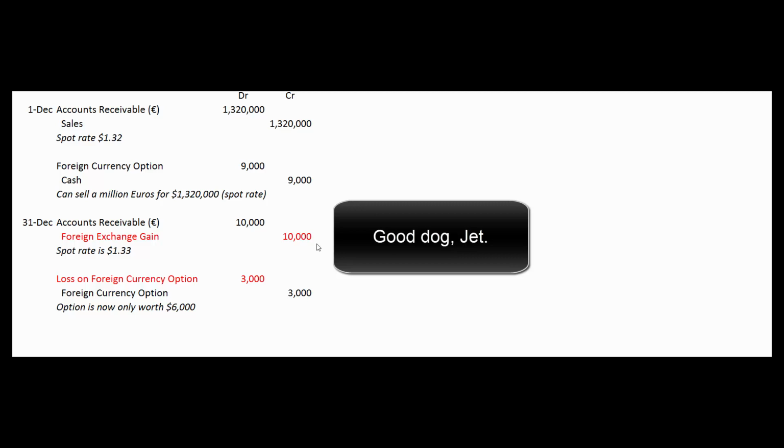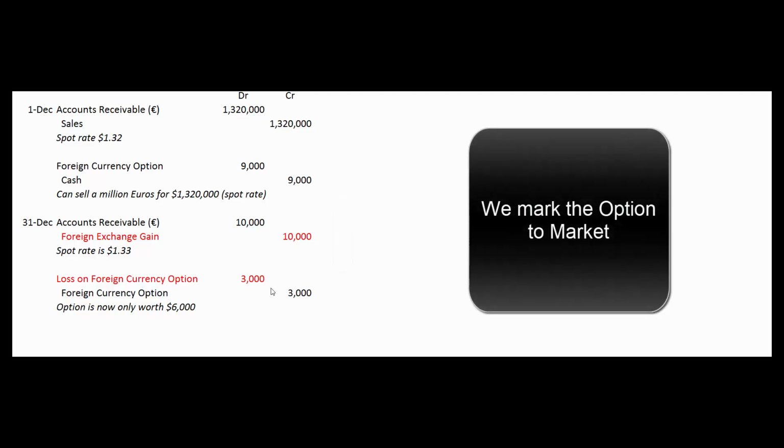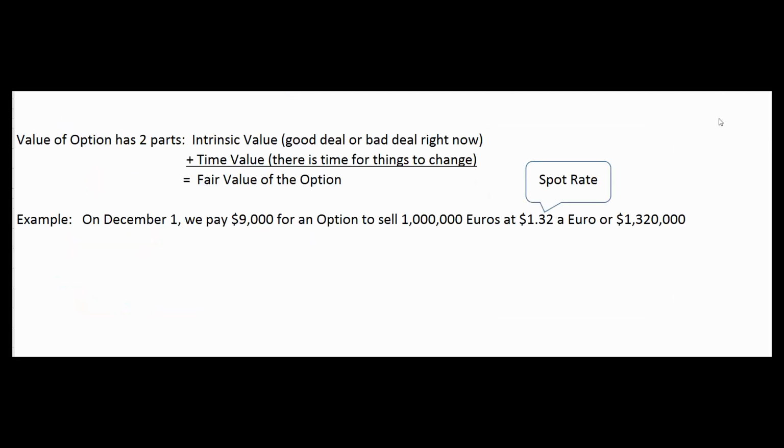Then December 31st comes, and just like before, the euro has moved in the right direction. We want it to get stronger. It has, so we've got a $10,000 gain. This is a fair value hedge, so let's mark that option to its fair value. Let's take a look at its intrinsic value and its time value to get a feel for its total value.